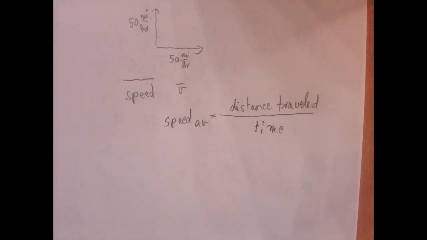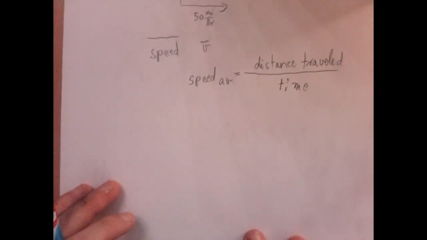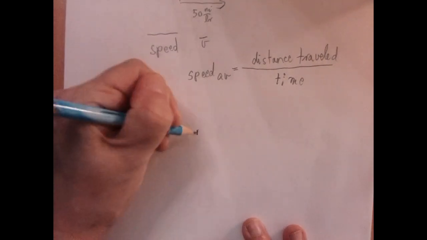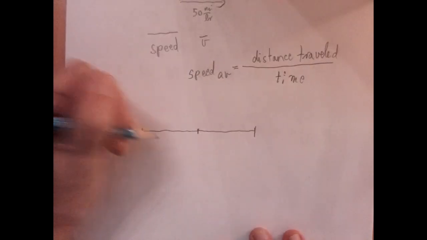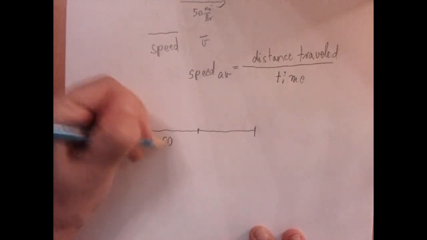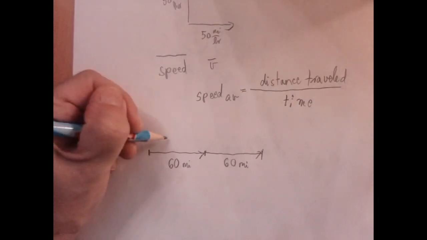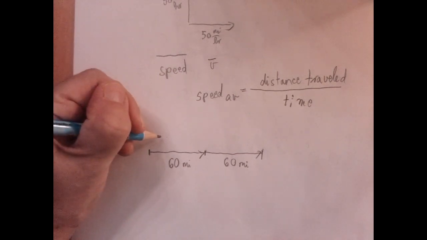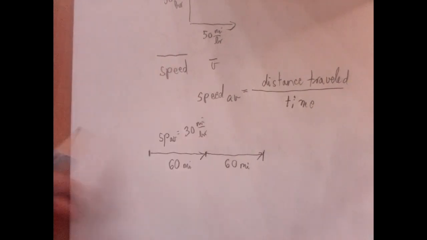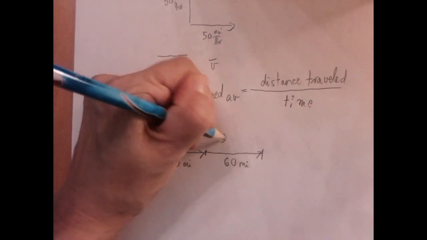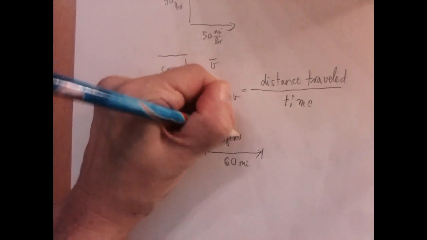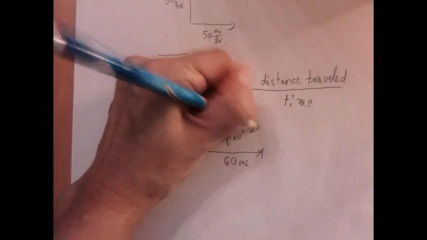So let me show you why the word average is a little bit misleading. Suppose we have a trip that has 2 parts, and say both parts are 60 miles long. Let's say that we complete the first part with an average speed of 30 miles per hour, and the second half with an average speed of 20 miles per hour.